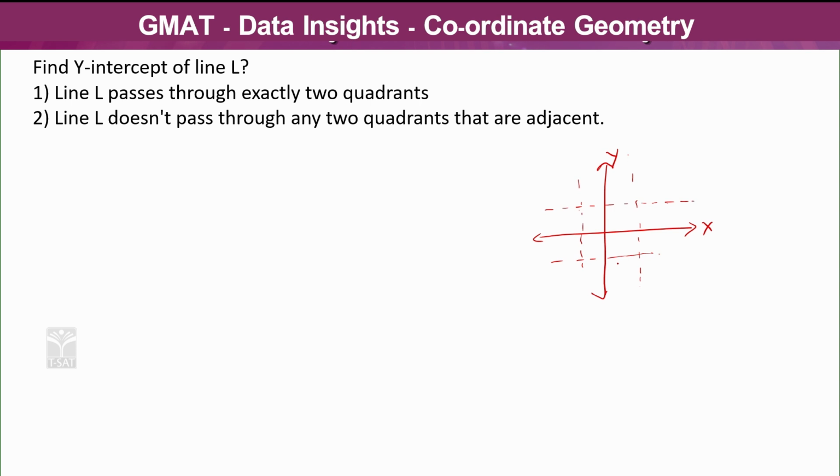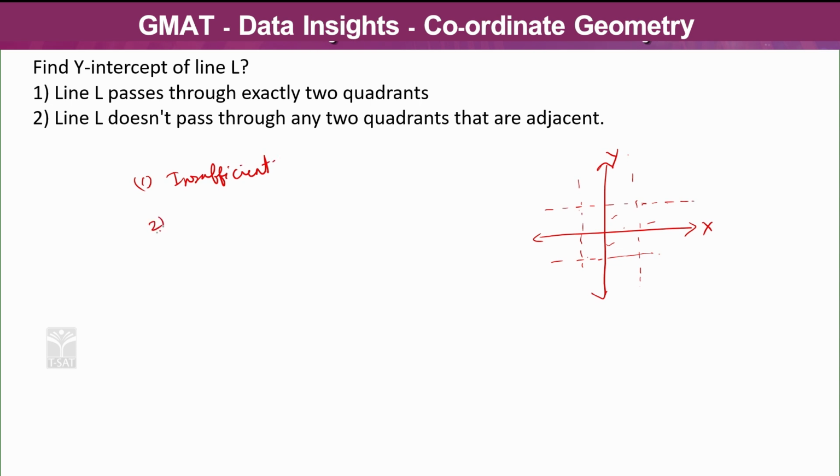But they are asking us what is the y-intercept of line L. It can be any of these four lines, dotted lines that we had drawn here. So, the y-intercept can be positive, negative, or it can be 0. So, we do not know, it can be infinity, we do not know what exactly is the y-intercept of line L. Statement 1 is insufficient to answer the question.